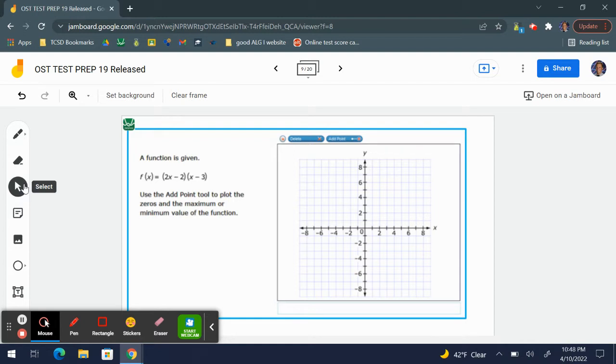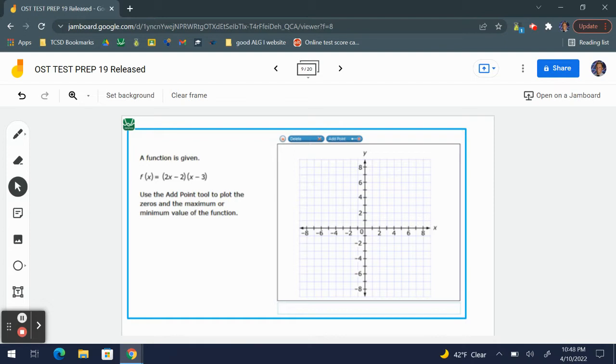So if I look at this problem, it says a function is given f of x equals, remember that's just function notation. It's a fancy way of saying the letter y and the number 0. Next to it on the right-hand side, you have 2x minus 2 times the quantity x minus 3. So what we like to call this is factored form. So the nice thing about this, guess what?